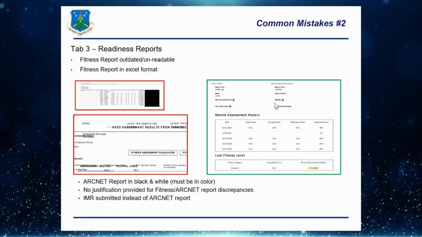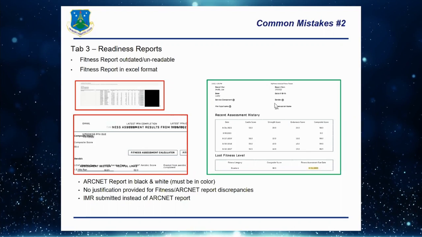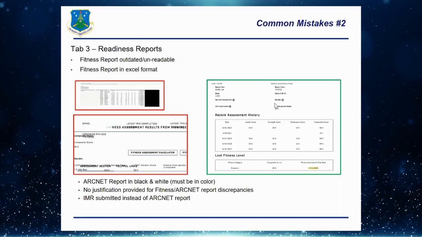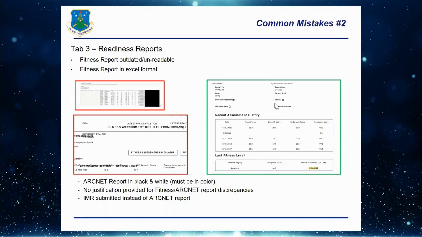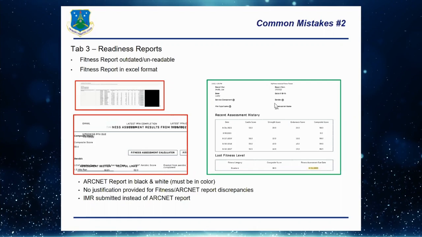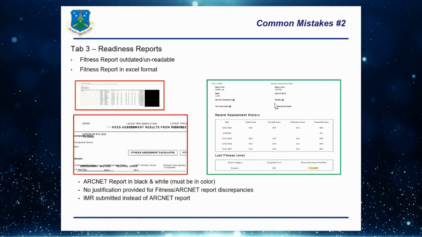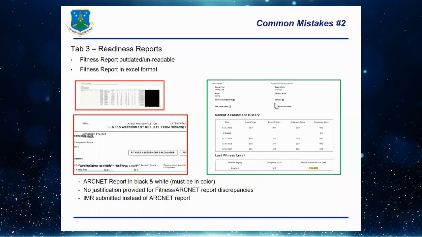The bottom one, it's unreadable. I don't know how that happens, but every once in a while we get some of these, and the words are just jumbled on there. You can't make out anything. Please don't send these up. The example on the right is what we want to see. Basically, everything's clear, a good printout.